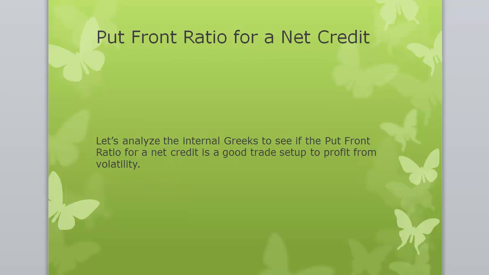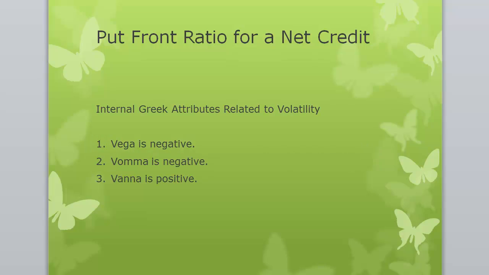Next, we're going to talk about a strategy called the put front ratio, and you can put it on for a net credit. So we want to look at this a little closer and look at those internal Greeks to see if the put front ratio for a net credit is a good trade setup to profit from volatility. The internal Greek attributes related to volatility.